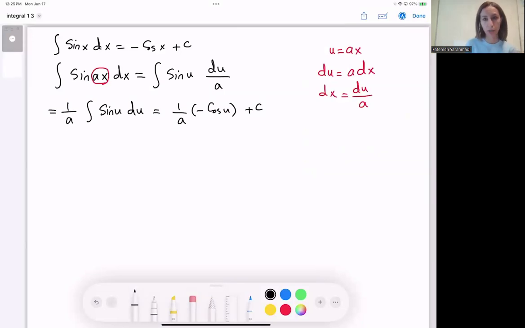But what is u? u is equal to ax. So this can be written as negative 1 over a cosine of ax plus constant of integration. So this gives us a general approach. Whenever we see the integral of sine ax, it is negative 1 over a cosine ax. Sometimes when you see this with repetition, you memorize this.